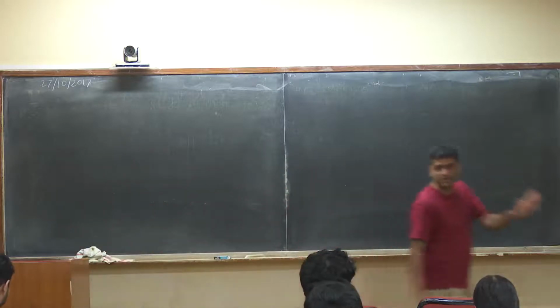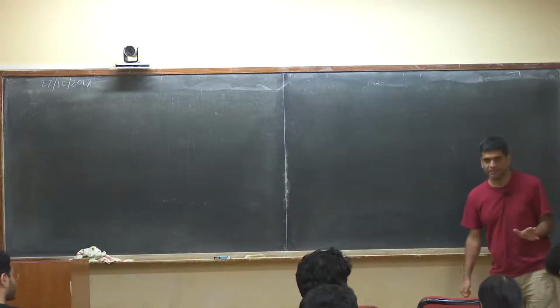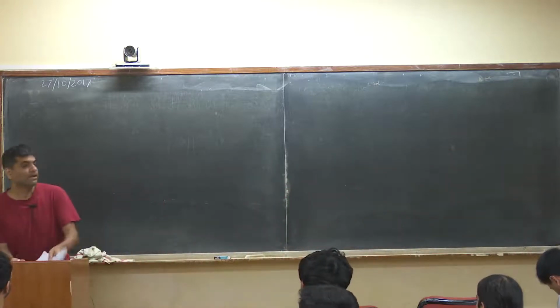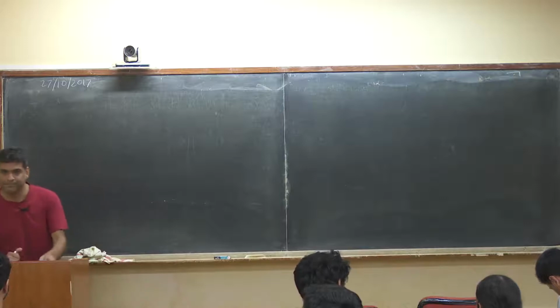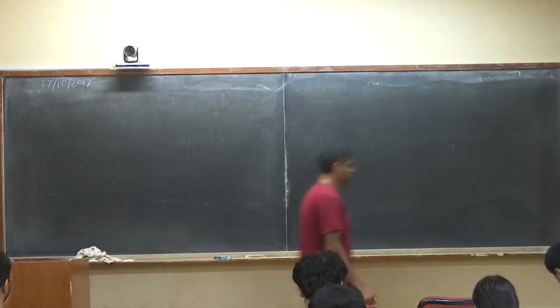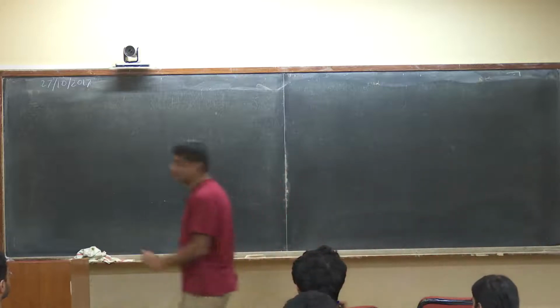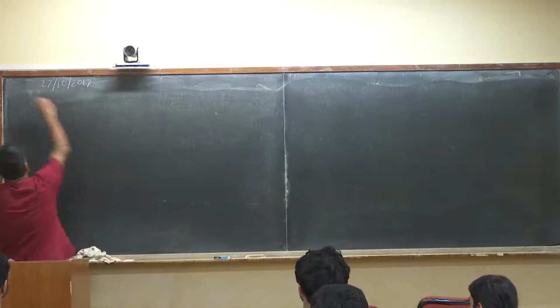We're going to continue our discussion of the canonical formulation of general relativity with a view to understanding mass and angular momentum and things like that better. Okay, so I'm going to very briefly review some of the things we discussed in yesterday's class.